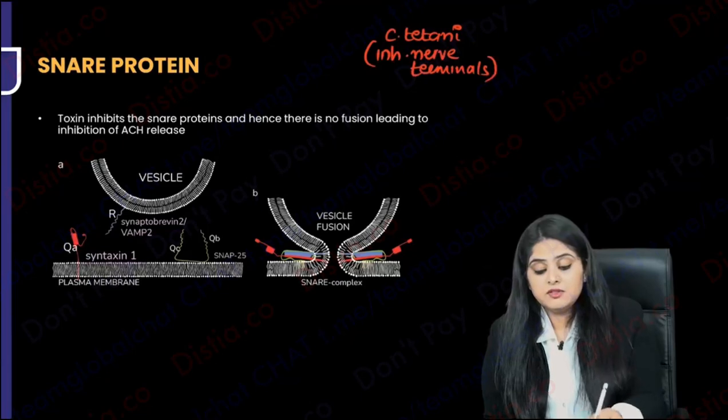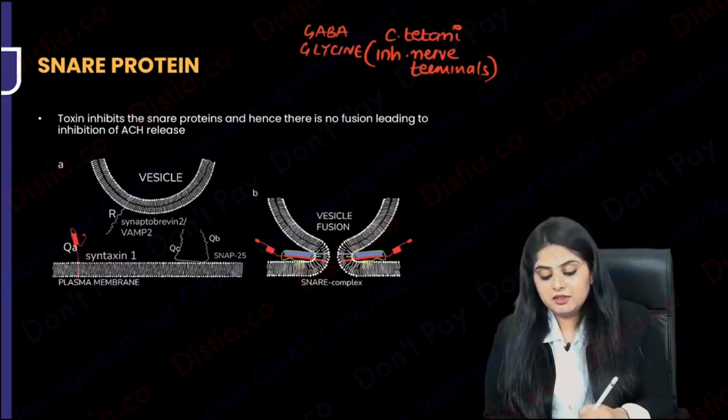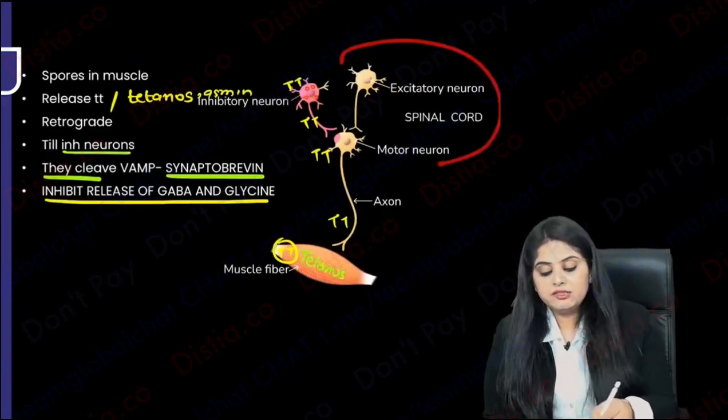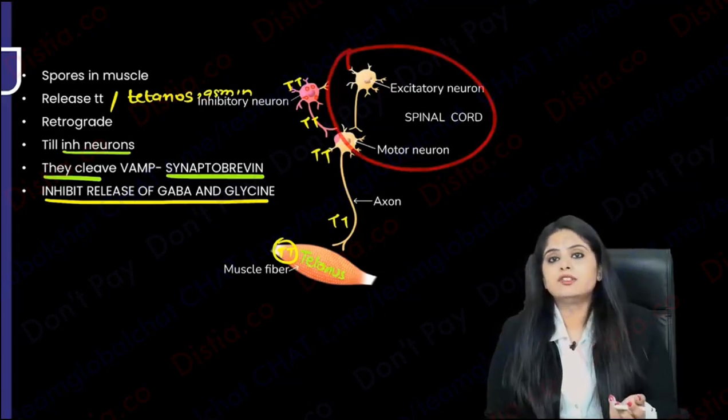Because the inhibitory nerve terminals had molecules like GABA and glycine. They had GABA and glycine. Now I'm not showing you those. Now I'm showing you the activating nerve terminals. If you want to see the same diagram once again, now I'm going to take you towards the excitatory neurons. Now I'm saying the problem is going to occur over here, but the concept is the same.